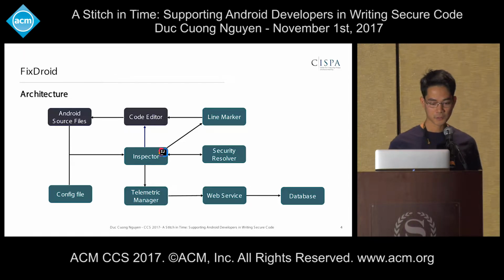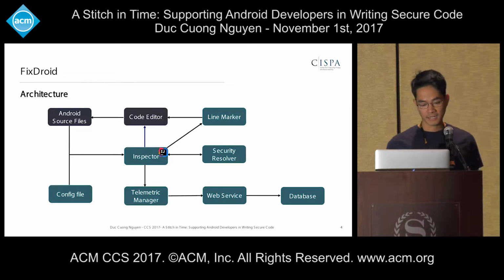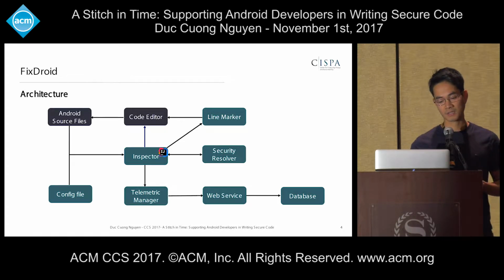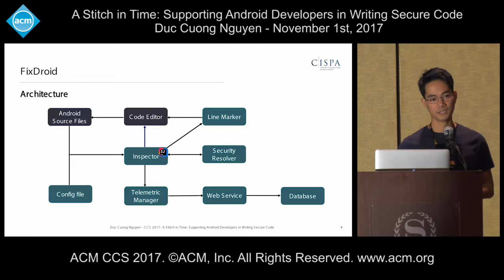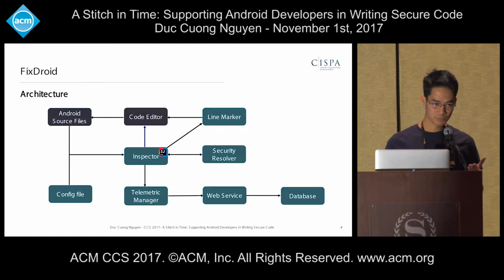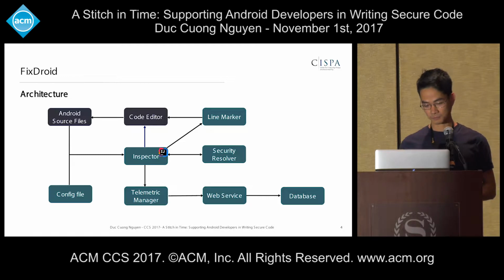So we have an inspector that reads from the config file which security resolvers are available. Whenever developers write code in the code editor, the inspector will ask the security resolver if a given code snippet is insecure or not. And coming back to the inspector, we use the static analysis of IntelliJ, and we perform static analysis on four different levels: package level, project level, class level, and method level. This will help us to eliminate mistakes that Lint makes.